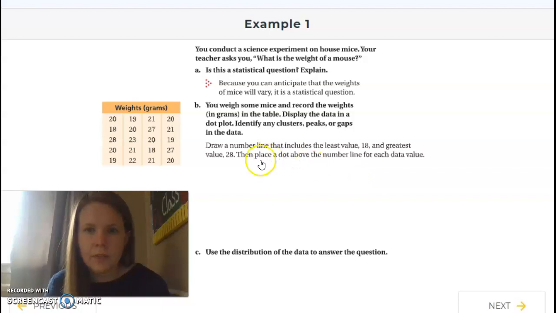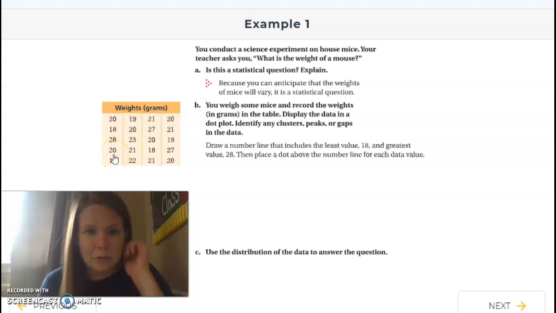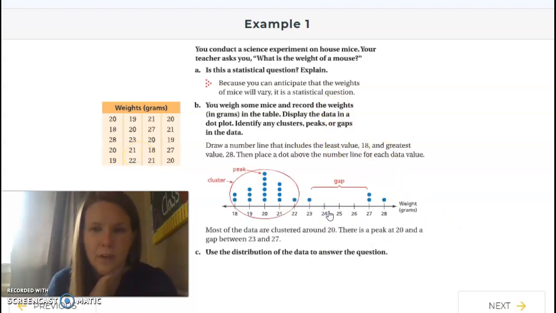All right, so let's see. Again, they say draw a number line that includes the least and greatest numbers, so from 18 to 28. You don't need to include every single number, like a whole bunch of numbers. You don't have to start at 1. You're just going to start with the lowest number and go up to the highest number. Then place a dot above the number line for each data value. Like I said, there were 5 20s in here, but actually there's 6. I was wrong. 1, 2, 3, 4, 5, 6. Sorry, 6. So then you would have 6 dots above 20. Okay? So look here, 1, 2, 3, 4, 5, 6.